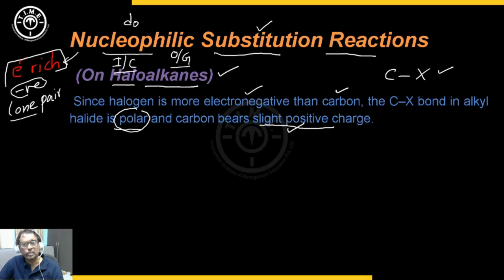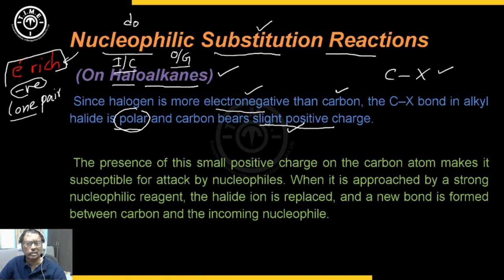So this carbon is attacked by a nucleophile because this carbon has a slight positive charge, because the halogen is slightly negative. Because halogen is more electronegative than carbon, the C-X bond is polar, with carbon having a small positive charge attracting a nucleophile. Next, this small positive charge will see to it that the carbon is attacked by a nucleophile. Now what is present on the carbon already? That is a halogen. So halogen is the outgoing nucleophile.